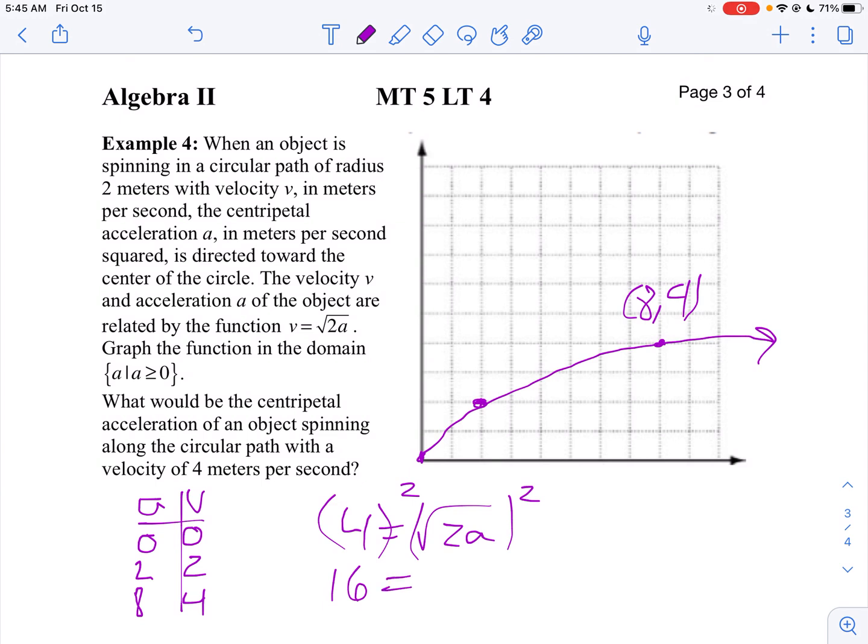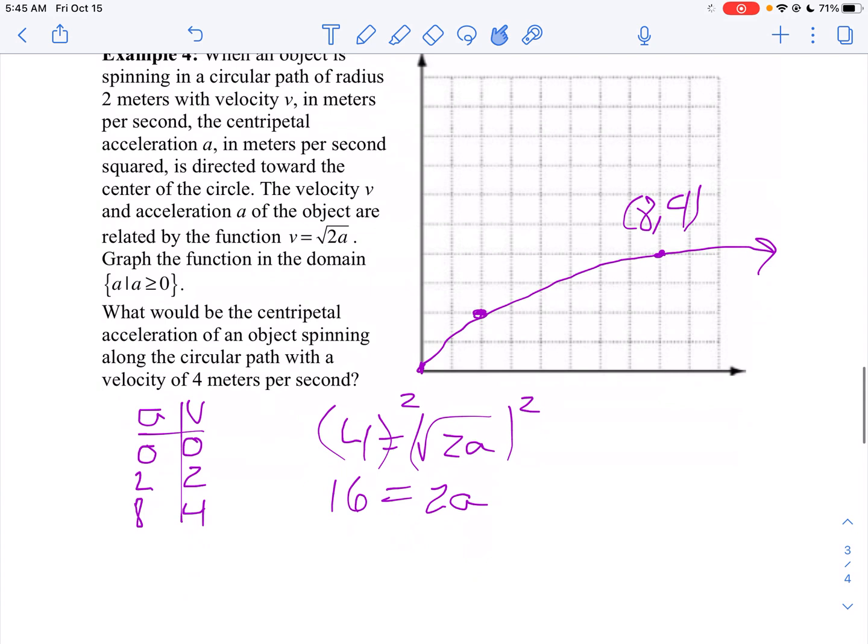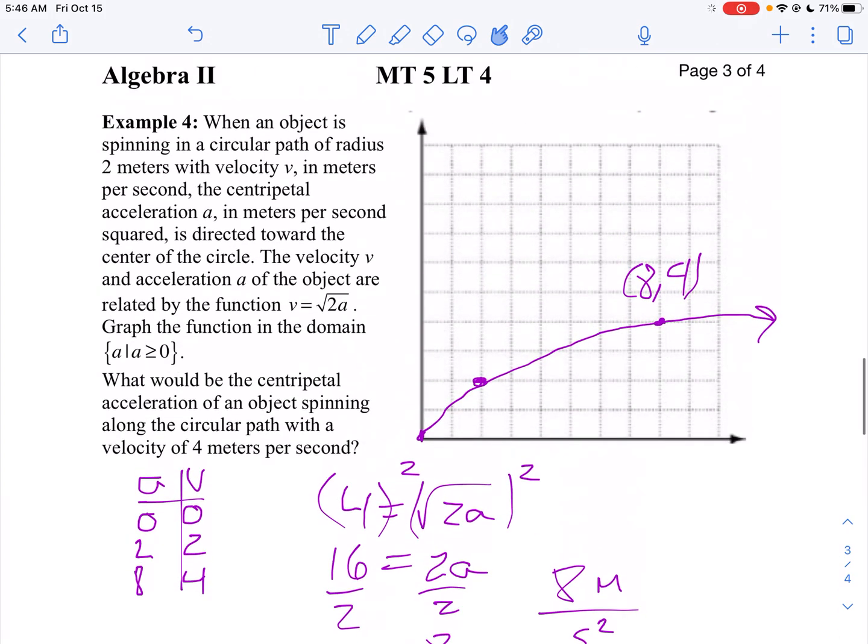So let's continue this on. The square and square root cancel each other out. So 2a equals 16. Divide both sides by 2. And I realized I'd already done this in my table. A equals 8. So that answers your question. And this would be 8 meters per second squared, because that's how we measure acceleration in this problem. We know that because it tells us in the problem, if you're wondering. Meters per second squared. That's how a is measured.